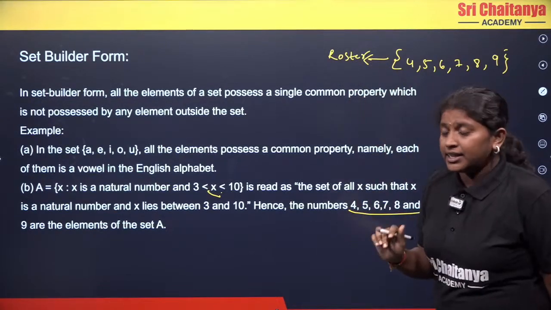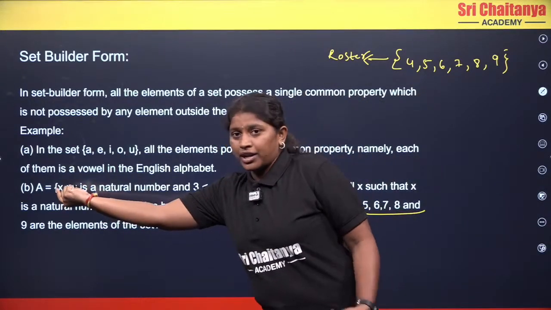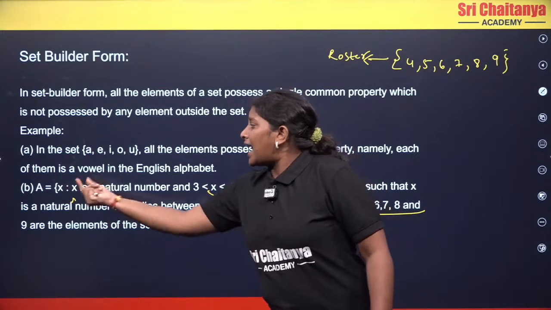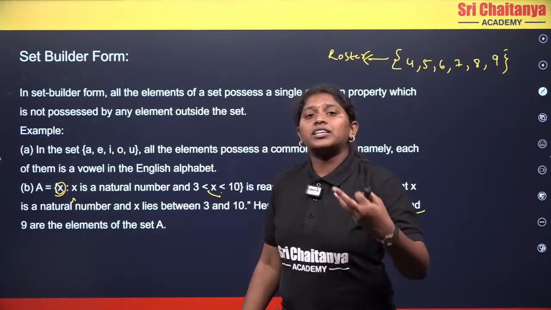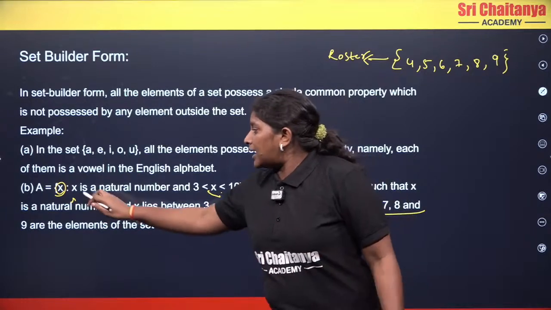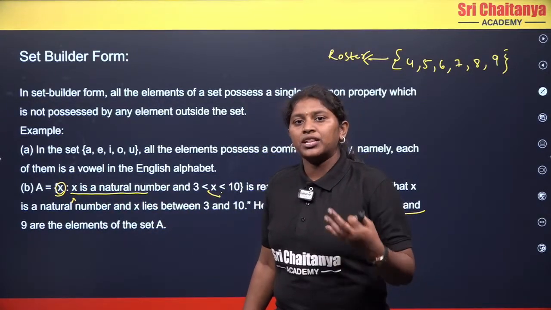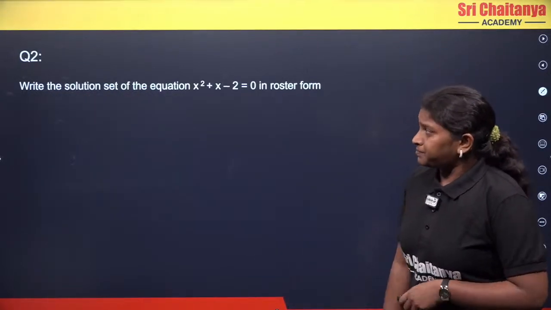Okay, and now here if you observe, we are considering a variable. You can take x or y or whatever it may be, and this variable is representing the elements of the set. And with that, we write the common property we are having between the elements of the set. Okay, now let's solve a problem.